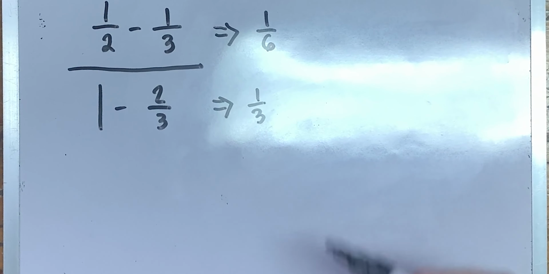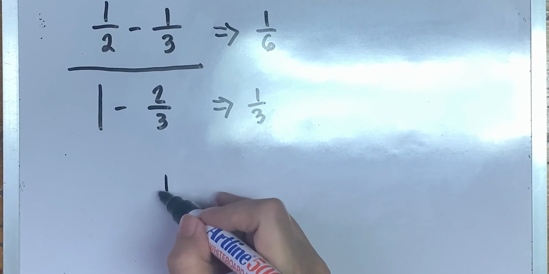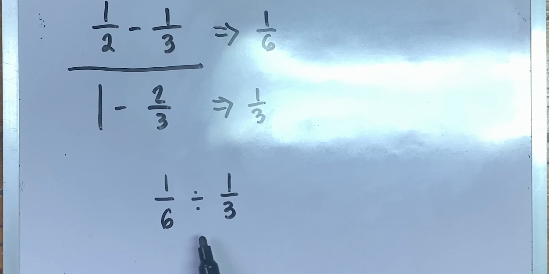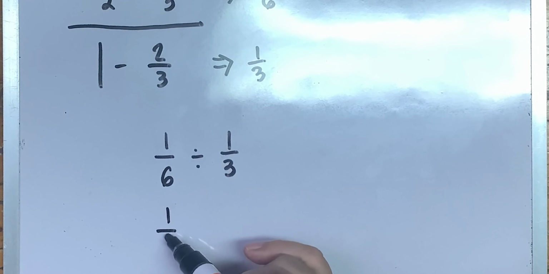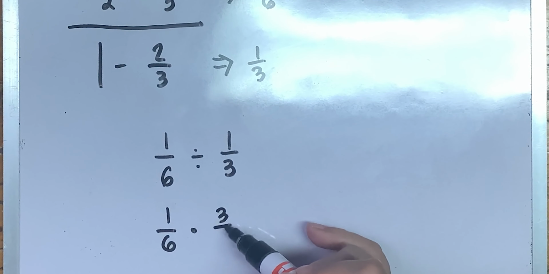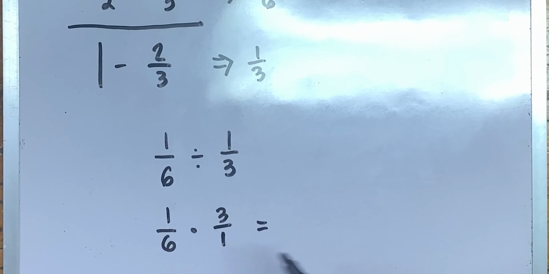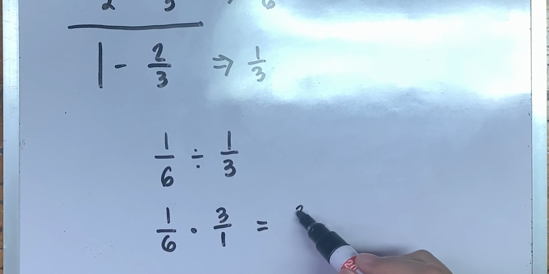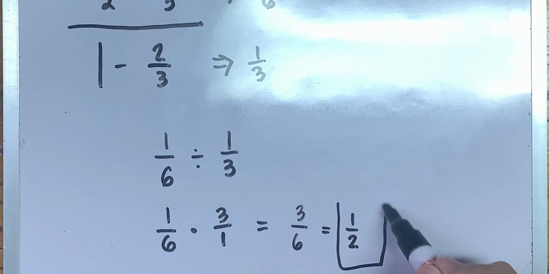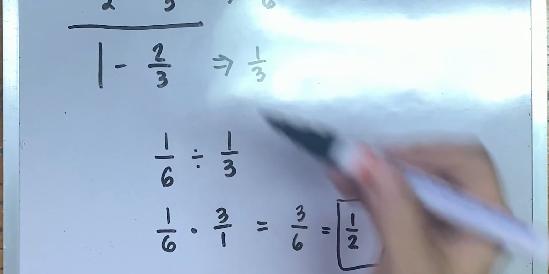And then next, i-divide natin ang 1 over 6 divided by 1 over 3. And then, i-change natin yung operation to multiplication. At invert natin tong second term, 3 over 1. And then multiply numerator to numerator. So that's 3 over 6 or simply 1/2. So ito yung final answer dito sa complex fraction na to.